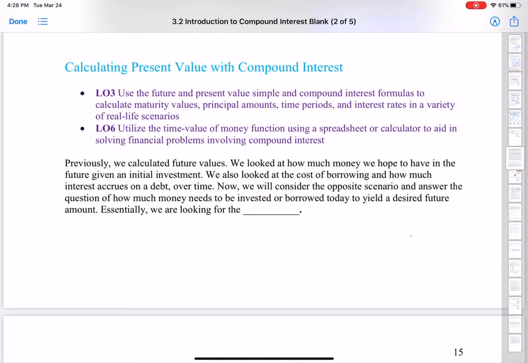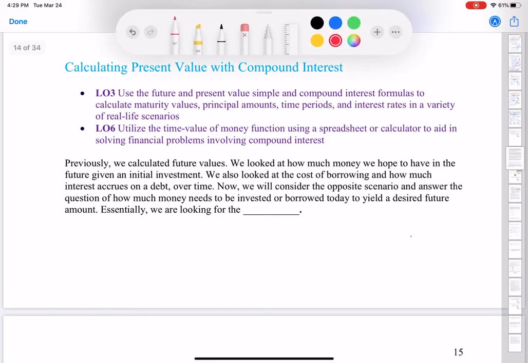Welcome back, everybody. This lesson, we are going to talk about the present value in compound interest. So to date, we've been working with the compound interest formula, F equals P(1 + i/m)^(mt). And in the previous videos, we have simply been solving for future value.